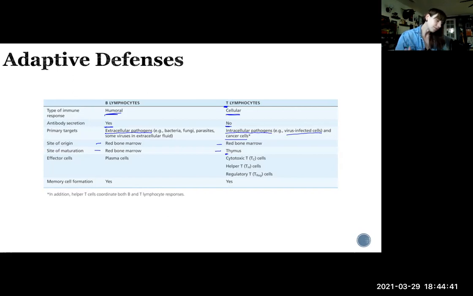Effector cells, B lymphocytes work with plasma cells. T lymphocytes become cytotoxic, helper, or regulatory T cells. More on that in a little bit. And they both are able to form memory cells. Okay, so both B lymphocytes and T lymphocytes are able to form a memory of whatever antigen they're programmed to recognize in the way that they are programmed to recognize it, and in the region that they live in, right? They are both able to do that, okay? To form a memory of that antigen.